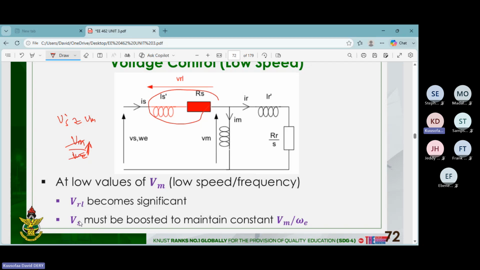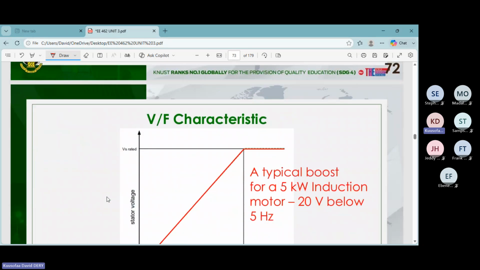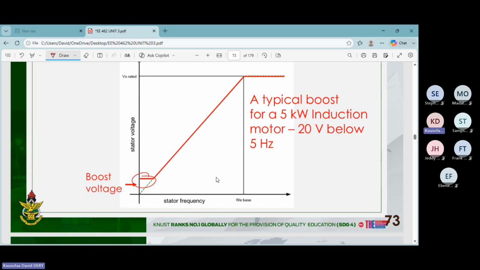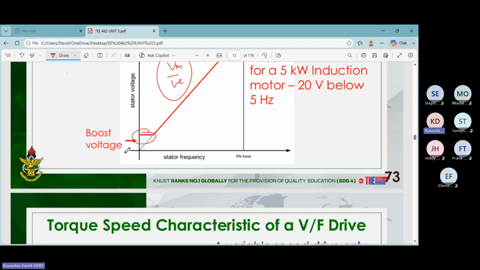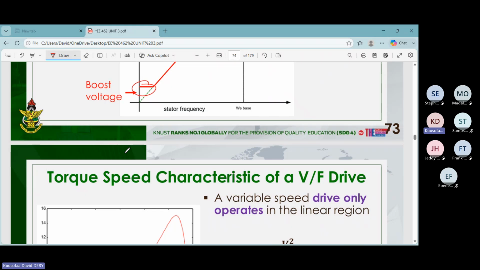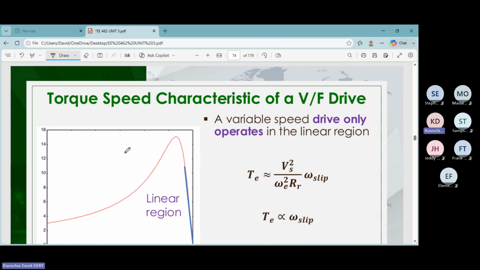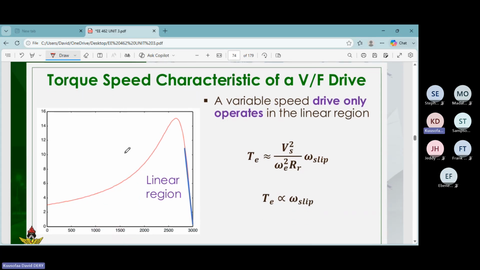So at low speed, you boost Vs. We add a boost voltage so that we can still keep the same relationship. So at low speeds, you add a boost voltage so that you can keep Vm over omega E constant, so that you can still operate at constant Im. Any questions? All right, let's continue.